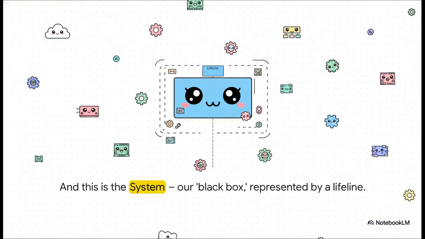Then, on the other side of the conversation, you have the system itself. That box, with the dashed line going down from it, represents our entire black box. We call that line a lifeline. All the messy, complex stuff is hidden inside that box. We only care about that one single lifeline it shows to the world.